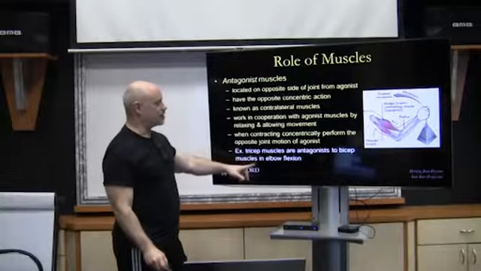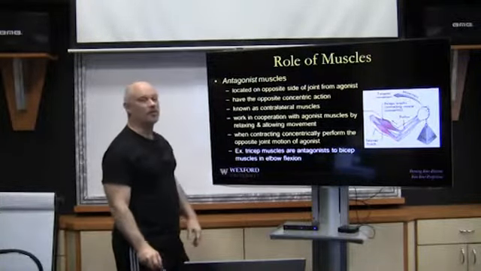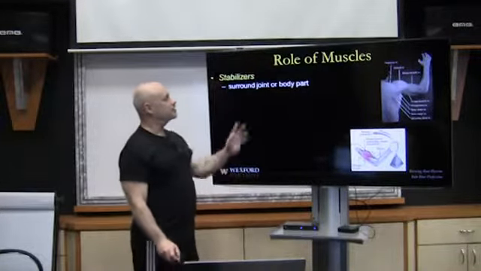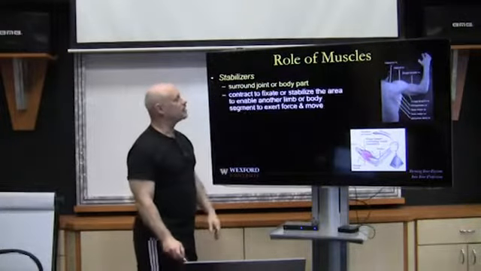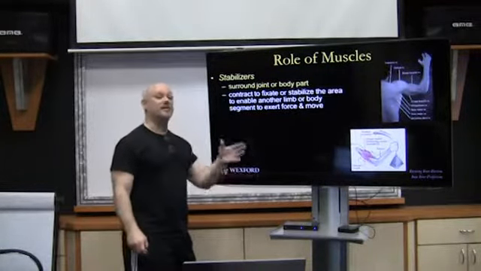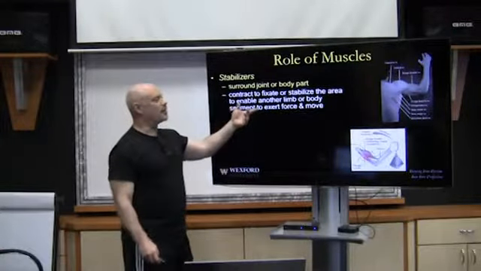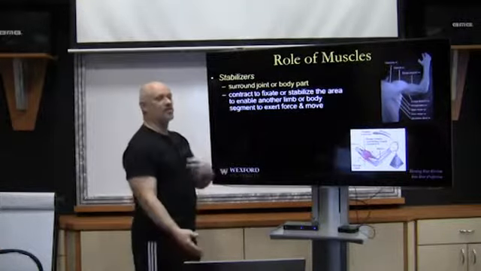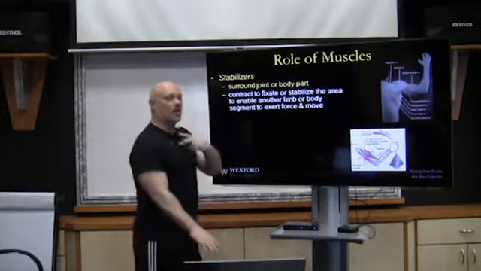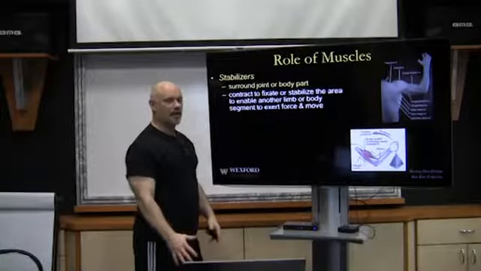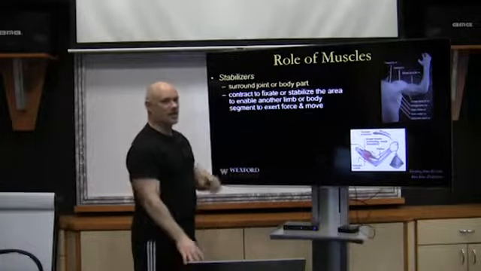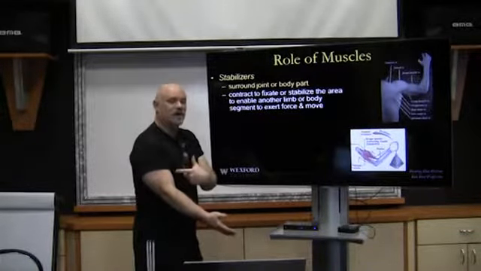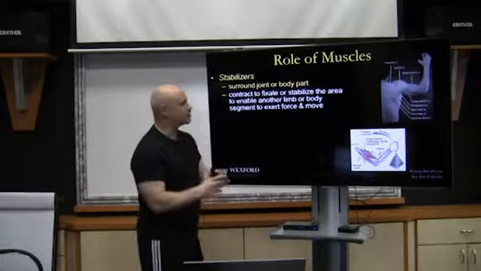So we talked about here, the tricep muscles are antagonistic to bicep muscles in elbow flexion. Now what about stabilizers? They surround a joint or particular body part. They contract to fixate or stabilize the area to enable a limb or body segment to exert force or move. We talked about doing elbow flexion, where the shoulder joint is stabilized, so we can cause this action here. So all those muscles are going to stabilize one joint so we can have movement at the distal end of this particular system, so we can cause that action.